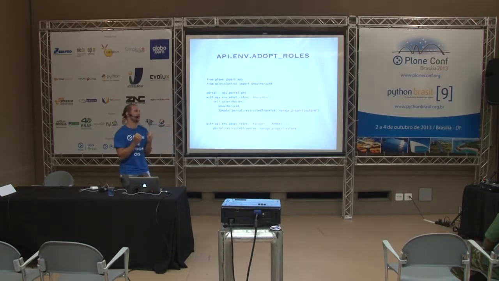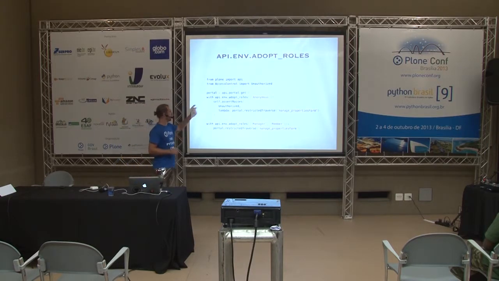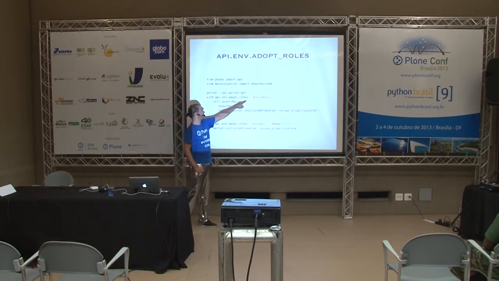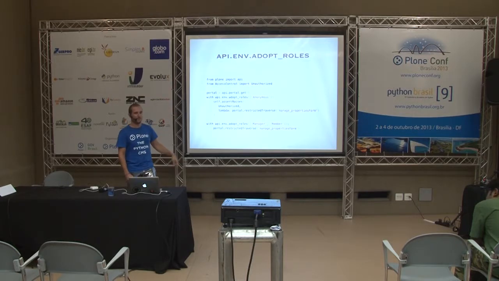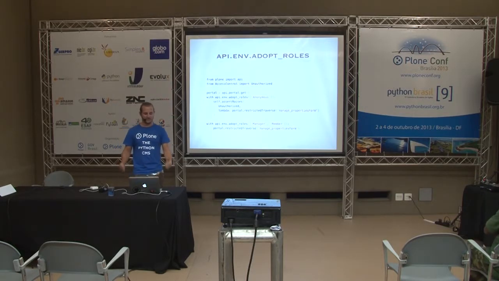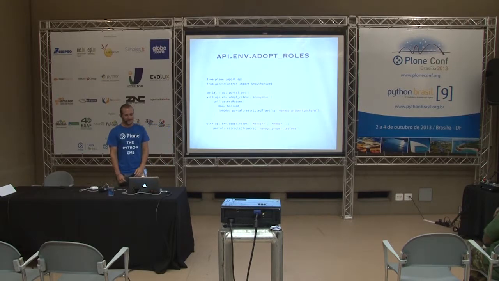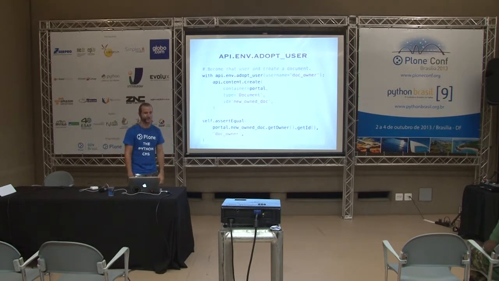So adopt roles. This is just so amazing for testing, because you can use it as a context manager with a with. So you would say, I now want to be anonymous and I want to go to this whatever URL, and I want to assert that there's an error, and then with the manager there's no error. It's that little code in your test when you use Plone API. And the same with user. I want to be that user and I want to create a content and done. For testing, your test just shrank a lot.